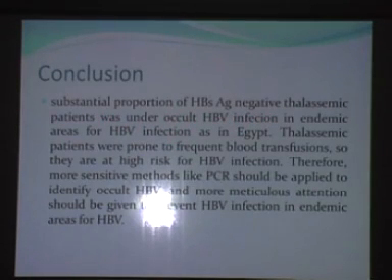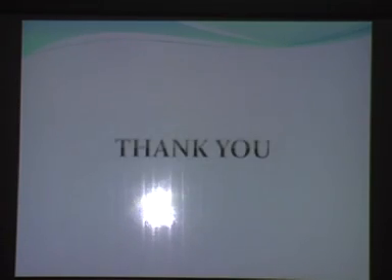In conclusion, a substantial proportion of hepatitis B surface antigen negative thalassemic patients were under occult hepatitis B viral infection in endemic areas for hepatitis B infection, as in Egypt. Thalassemic patients are prone to frequent blood transfusion, so they are at high risk for hepatitis B infection. Therefore, more sensitive methods like PCR should be applied to identify occult hepatitis B, and more meticulous attention should be given to prevent hepatitis infection in endemic areas for this virus. Thank you.